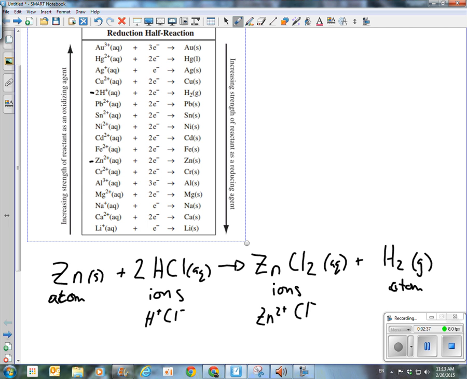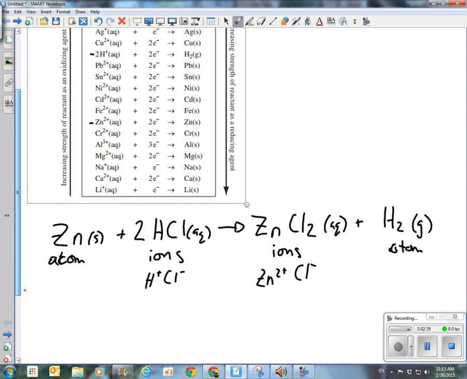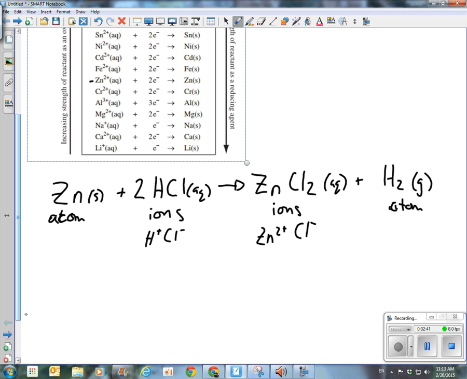So let's look at this. What's happening here is zinc is going to zinc 2 plus. In order to get the 2 plus, it has to have lost 2 electrons, so plus 2 electrons here. If it lost electrons, then that means it has been oxidized.